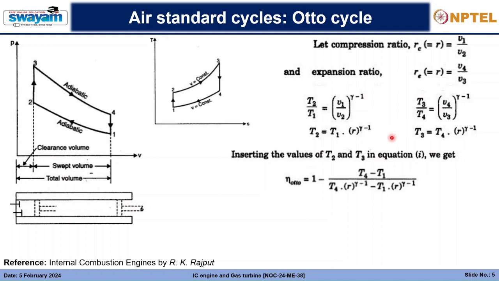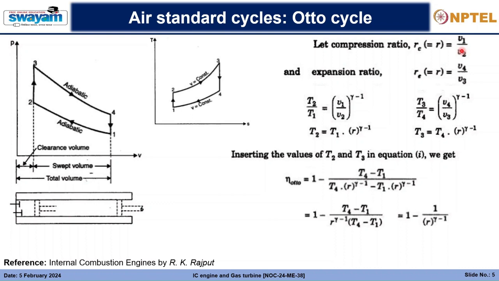We get such a relationship, and taking this common in very simplified terms, we will get the efficiency of the standard Otto cycle, right? So this is the efficiency out here, and it is completely based on the compression ratio, that is V1 by V2, or the total volume divided by the clearance volume.